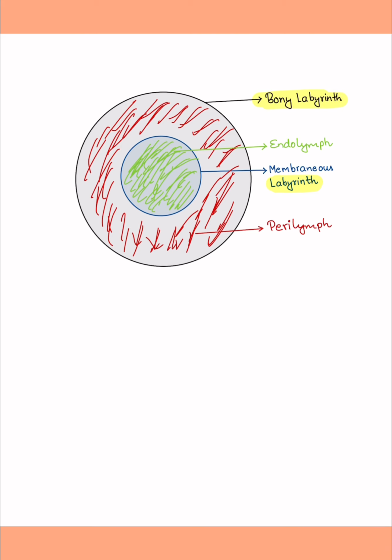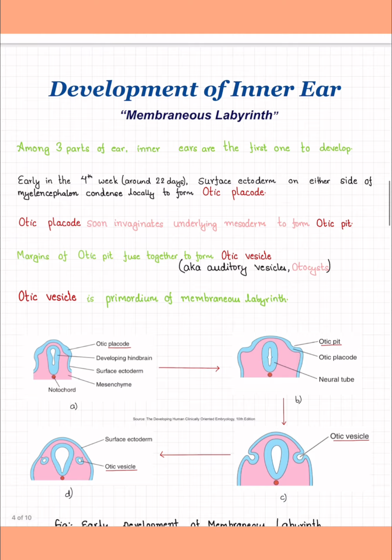Now, the fluid inside the bony labyrinth is known as perilymph. We can see it marked by red color. The fluid that is present inside the membranous labyrinth is known as endolymph, marked by green color. Now, keeping this concept in our mind, let's see how membranous labyrinth develops.